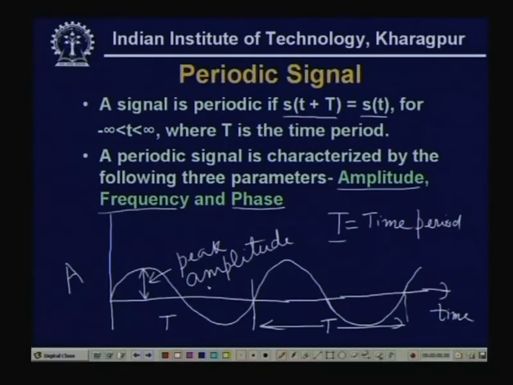Peak amplitude A, and what is frequency? We have seen peak amplitude A, and that frequency f is represented by 1 by t. That means, if t is the time period, then frequency is essentially 1 by t. f is equal to 1 by t, that is your frequency.